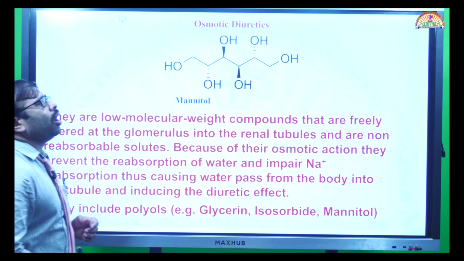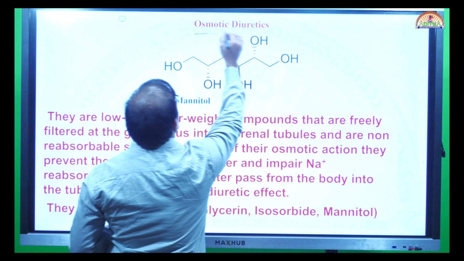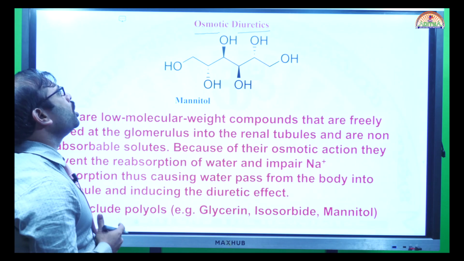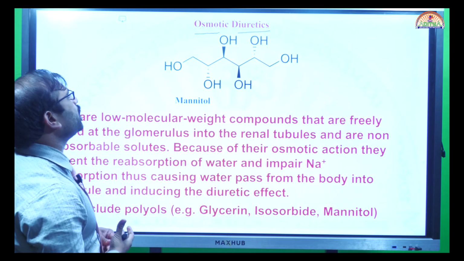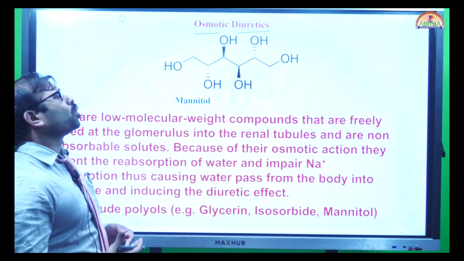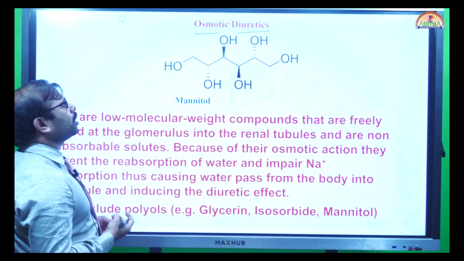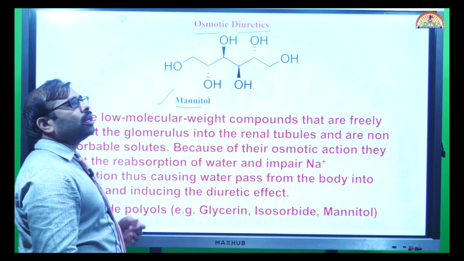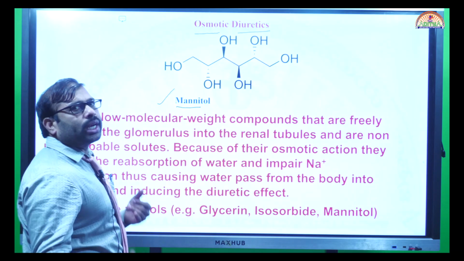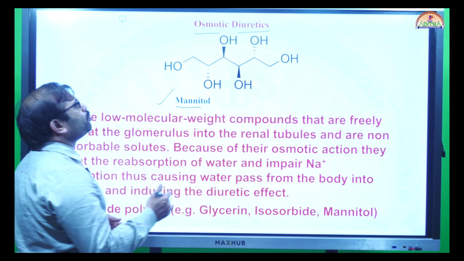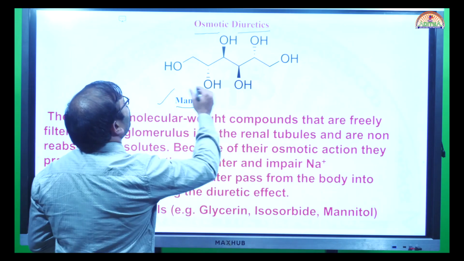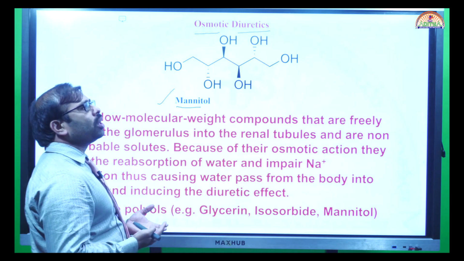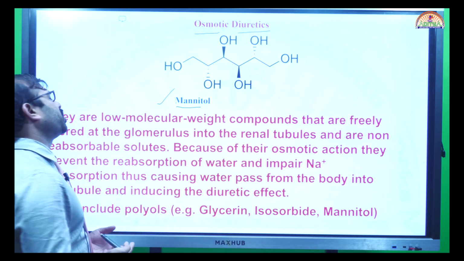Next and last one is about the osmotic diuretics, right? The name itself indicates these are osmotic diuretics. So they show their diuretic activity by the phenomenon of osmosis. One of the best examples given in our syllabus is mannitol, right? Mannitol is derived from the sugar called mannose. If you reduce mannose, you will get mannitol. It's the simplest open chain form of mannose, a simple alkyl chain having hydroxyl groups in the different stereochemical arrangements of the mannose configuration, right?